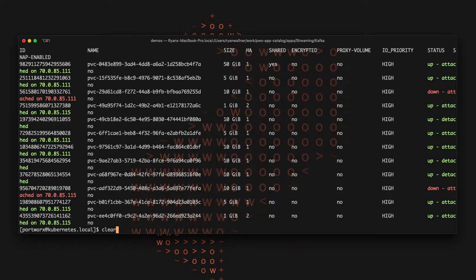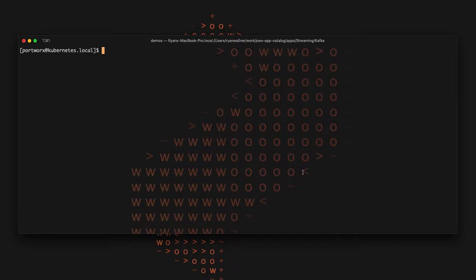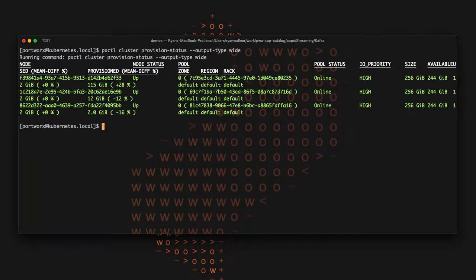Now what we can do is actually look at the provision status once more, and here you can see that the one node is very unevenly distributed in the sense that it's over 20%. It's got most of the gigabytes, 115, compared to the 12 and 2 of the other nodes. So this is an unbalanced cluster.